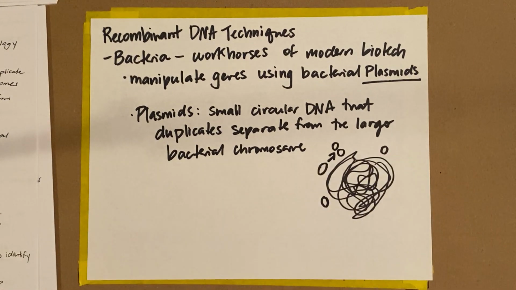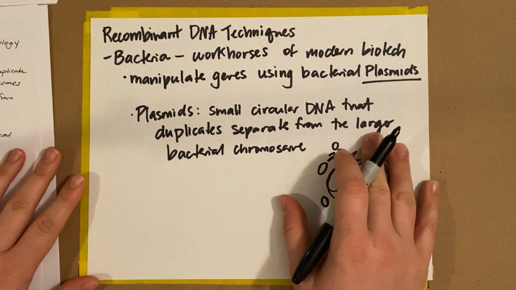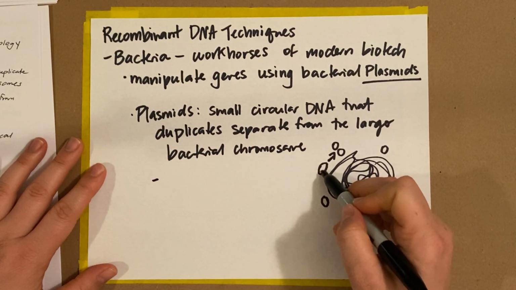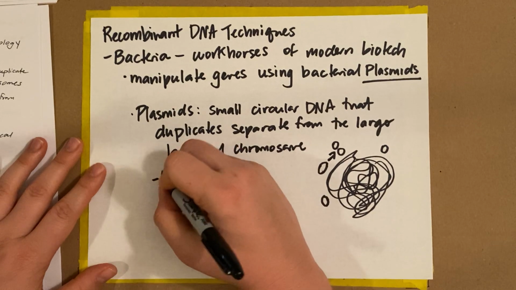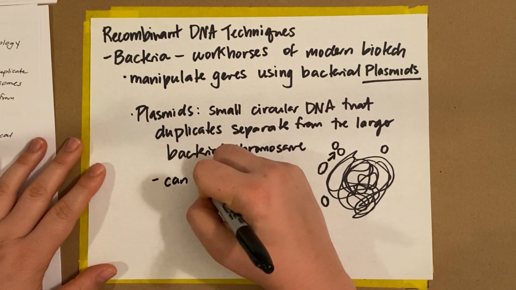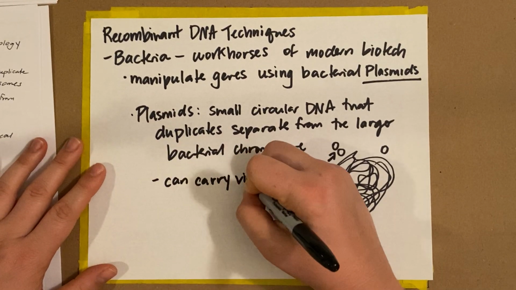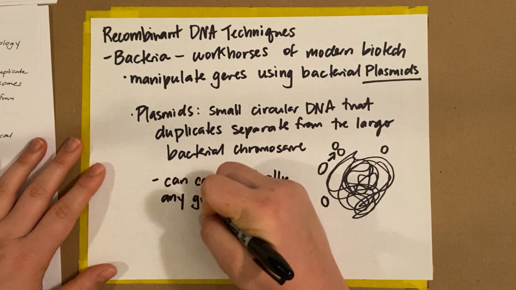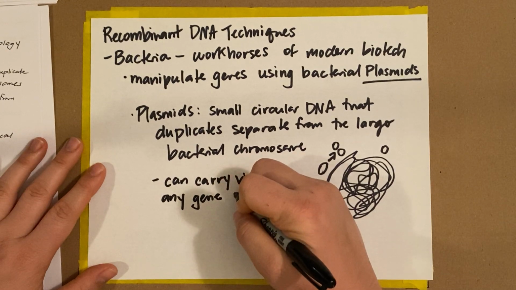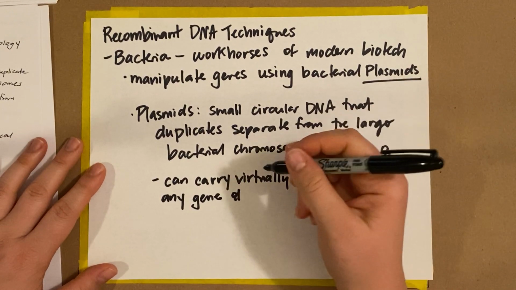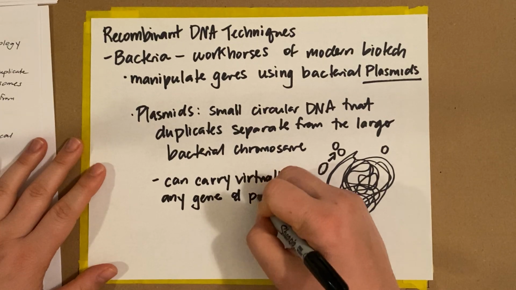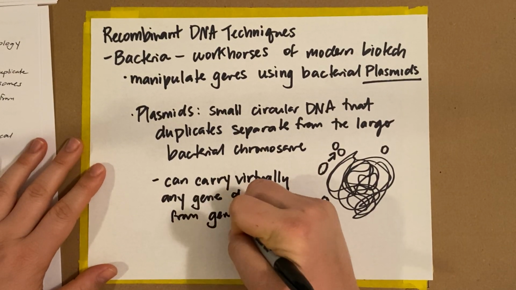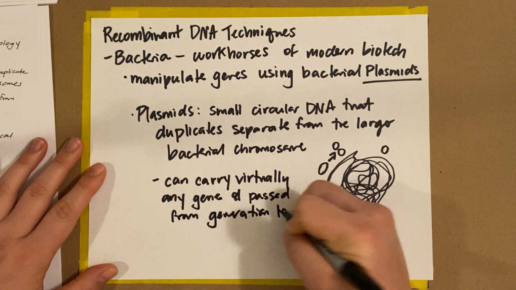So these plasmids are really, really important, okay? What can happen is that you can actually put genes onto the plasmids. So you can carry virtually any gene on the plasmid, and it would be passed on from generation to generation.